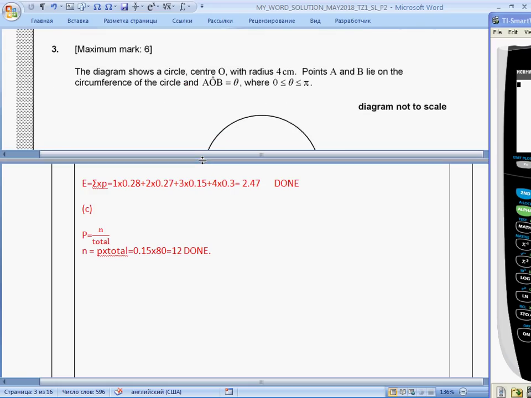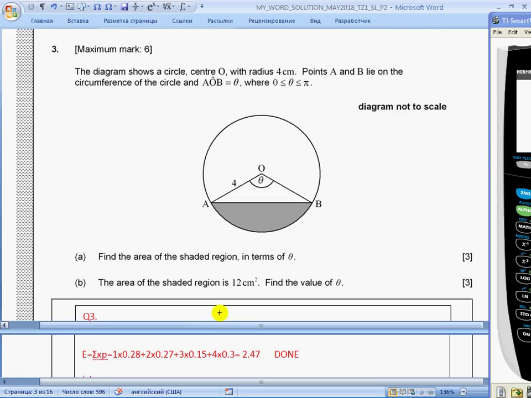Right. Question 3. Find the area of the shaded region. So the area of the shaded region is the area of the sector minus the area of the triangle. The area of the sector is a fraction of the area of a circle, which fraction? Theta over pi, and the area of a circle is pi r squared. The area of the triangle is half times one side times another side times the sine of the angle between them. So we use these expressions.